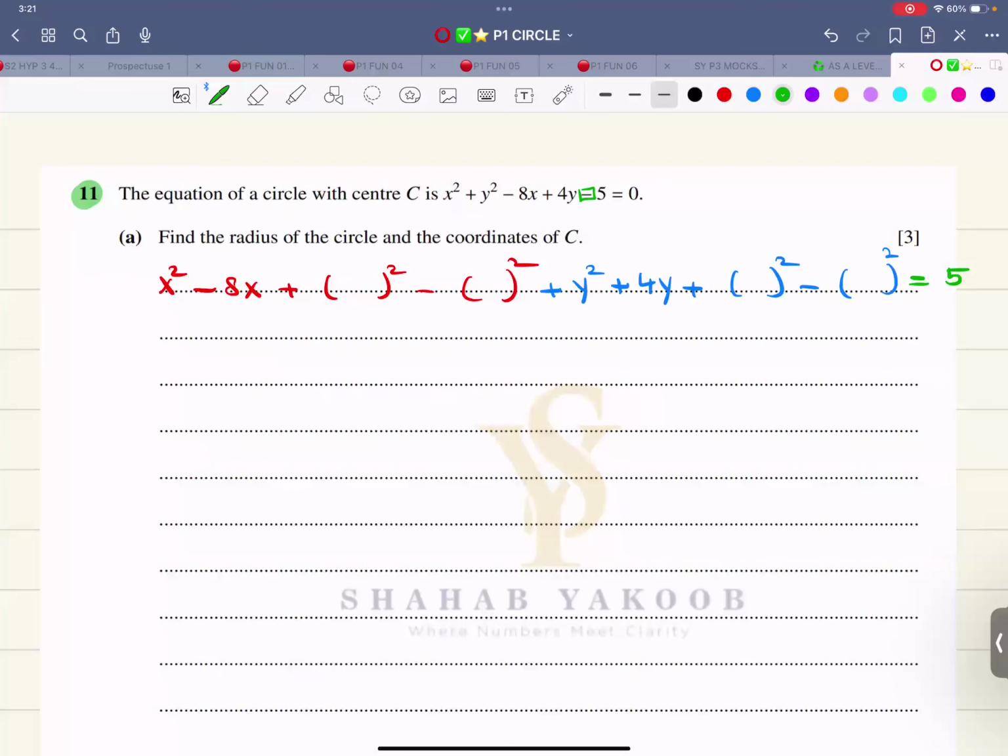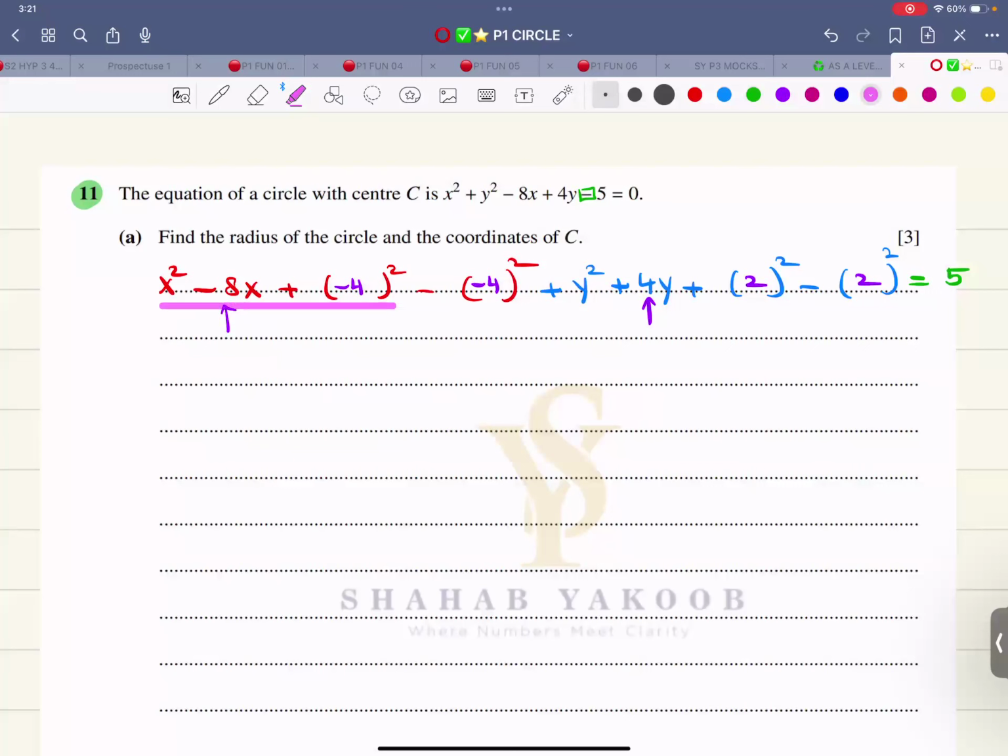So now what goes over here? Half the coefficient of x, which is negative 4, negative 4. Half the coefficient of y, which is positive 2, positive 2. Rewrite the first 3 terms as a perfect square.